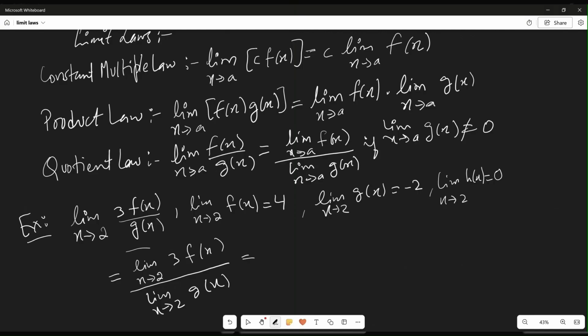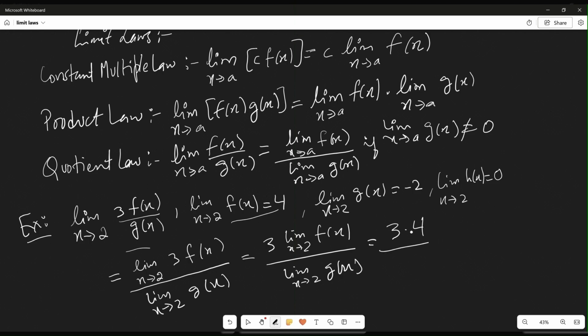So applying the constant multiple law in the numerator, we get 3 times the limit as x approaches 2 of f(x), divided by the limit as x approaches 2 of g(x). And since we are given that the limit as x approaches 2 of f(x) is equal to 4, this would be 3 times 4, divided by the limit as x approaches 2 of g(x), which is negative 2. So 4 times 3 is 12, divided by negative 2. This is equal to negative 6.